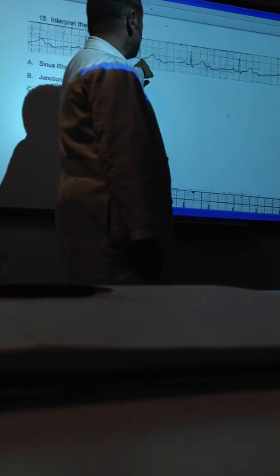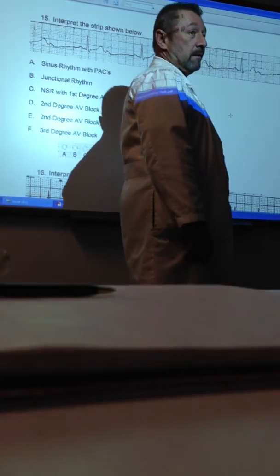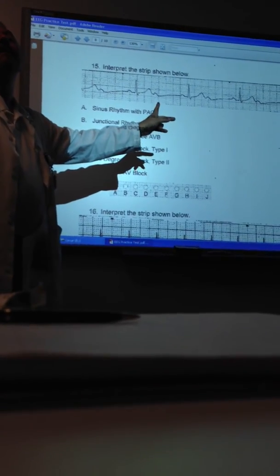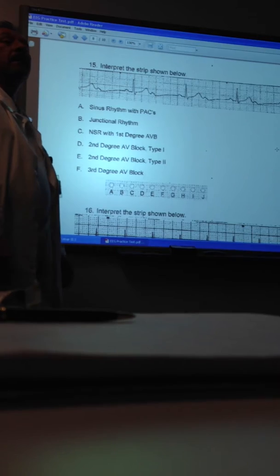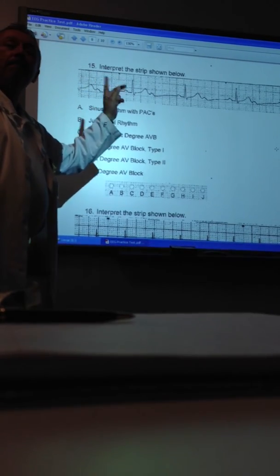Okay, when I look at this rhythm, is it regular? Yes, it is. I got more P's than QRS's. And when I look at the PR interval, when it's there, it's pretty consistent. So there's more P's than QRS's. We got a constant PR interval. We just talked about this. This is a second degree AV block type 2, which is an emergency because it can go into what? A complete heart block. And the treatment of this is pacemaker.